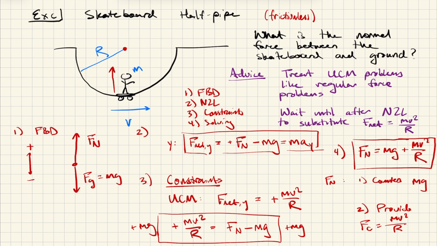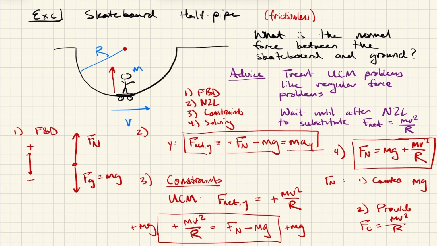And so the thing I want to highlight here is that when you're doing this problem, we can do steps 1 and 2 as usual and not think too hard. And the place we really want to be careful is in this constraint step, where we plug in the idea that because this object is undergoing UCM, we know what the net force has to be, okay?